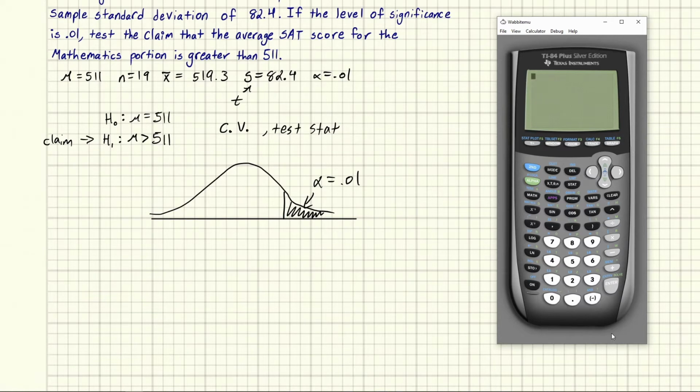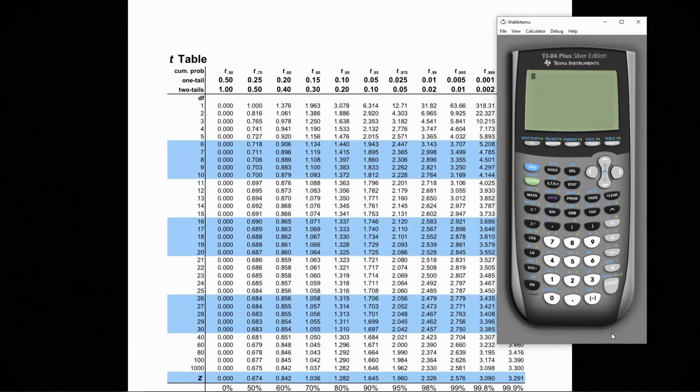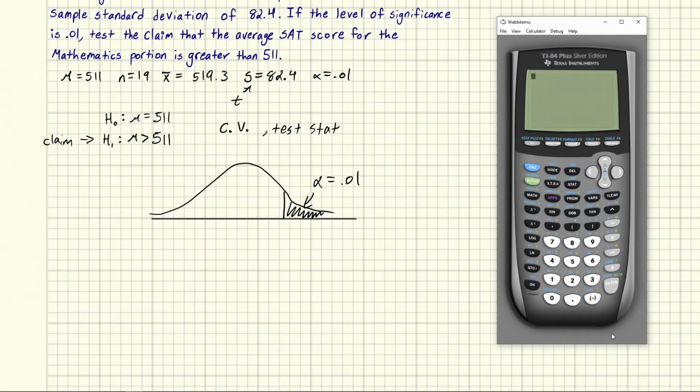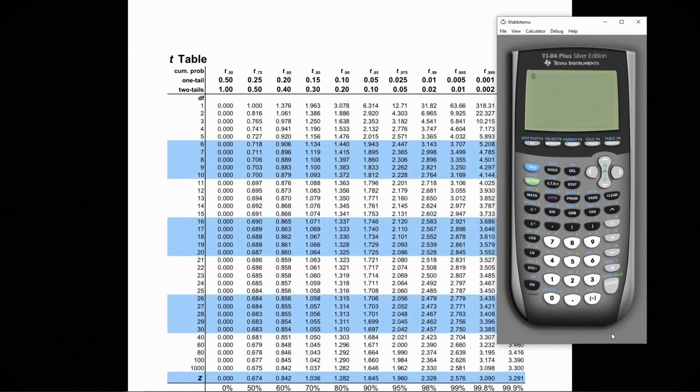So we say, okay, let's go to our t-table. So here's our t-table. And we need degrees of freedom for a t-table. So let's come back here. Our degrees of freedom is just n minus 1. So degrees of freedom is 19 minus 1. That's just 18. So we come in here. We find 18. It's right here. And for a one tail, so that's this row, one tail, we want 0.01. So 0.01 is right here.